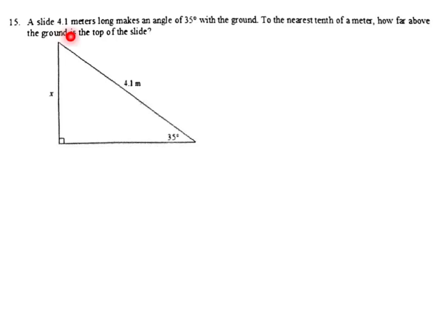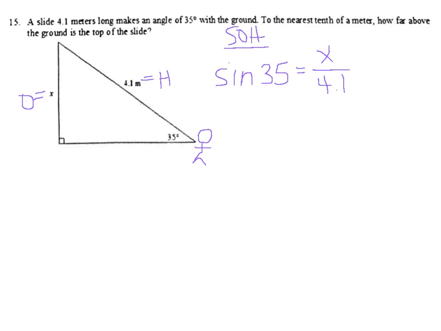The slide is this diagonal, which is my hypotenuse, which is 4.1 meters long, and it makes an angle with the ground of 35 degrees. They want to know to the nearest tenth of a meter, how far is the top of the slide from the ground? So I'm going to use my trigonometry, draw my person at 35 degrees. My opposite side is x, and my hypotenuse is 4.1. So using SOHCAHTOA, I know I'm using the sine of 35 degrees equals x over 4.1.